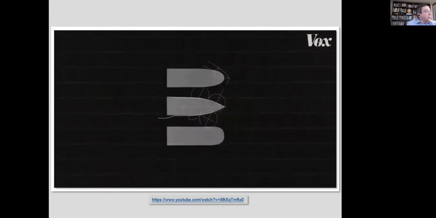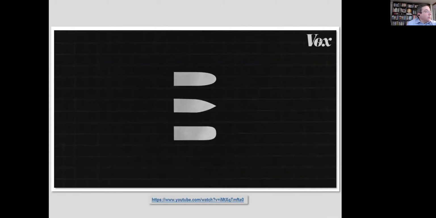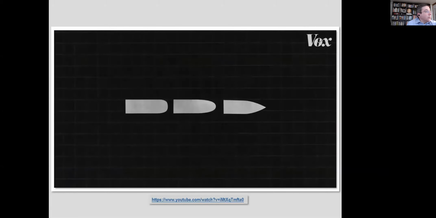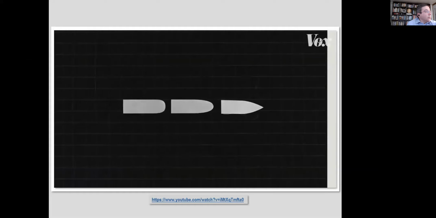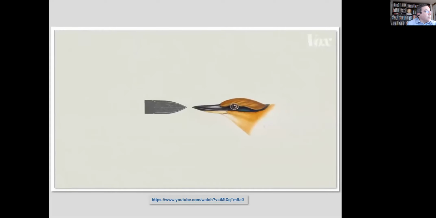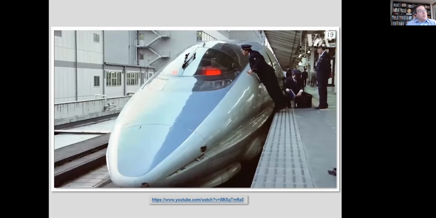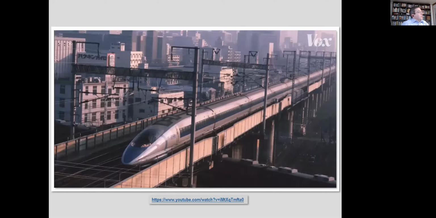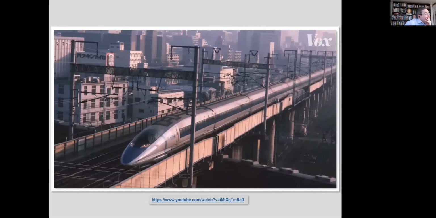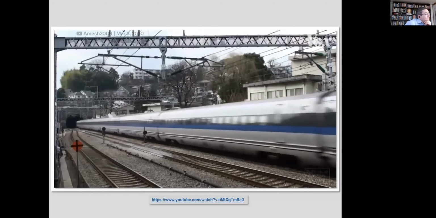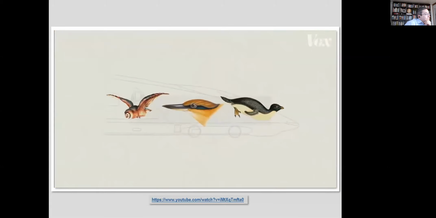The team shot bullets shaped like different train nose models down a pipe to measure pressure waves and dropped them into water to measure the splash size. The quietest nose design was the one modeled most closely after the kingfisher's beak. When the redesign debuted in 1997, it was 10% faster, used 15% less electricity, and stayed under the 70 decibel noise limit in residential areas. And it did all that with the wings of an owl, the belly of a penguin, and the nose of a kingfisher.